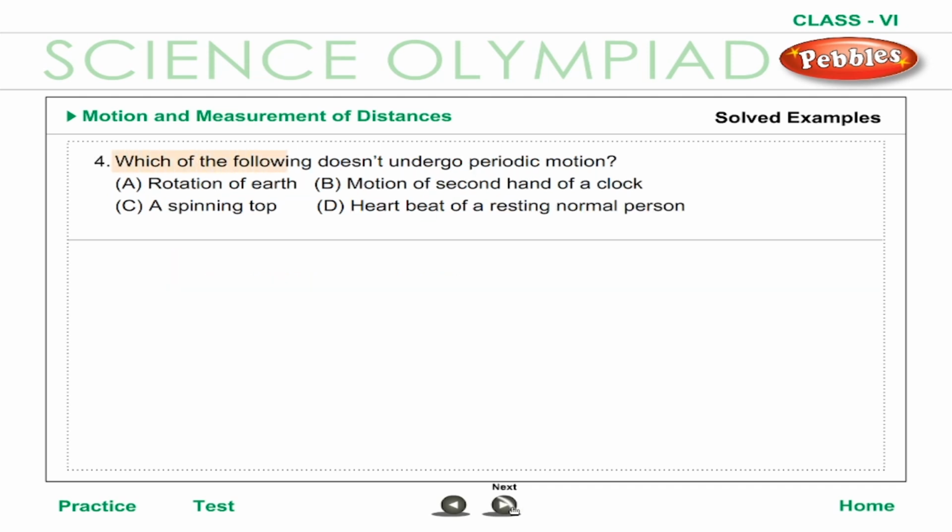Which of the following doesn't undergo periodic motion? A. Rotation of Earth, B. Motion of second hand of a clock, C. A spinning top, D. Heartbeat of a resting normal person.